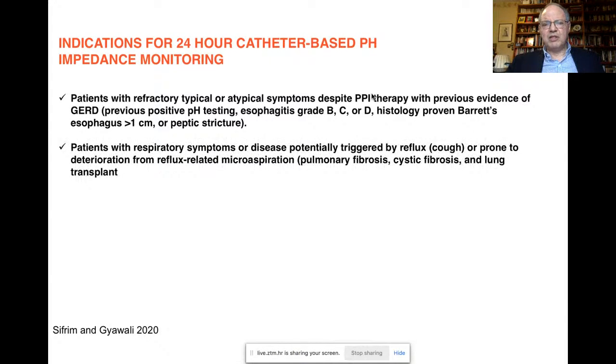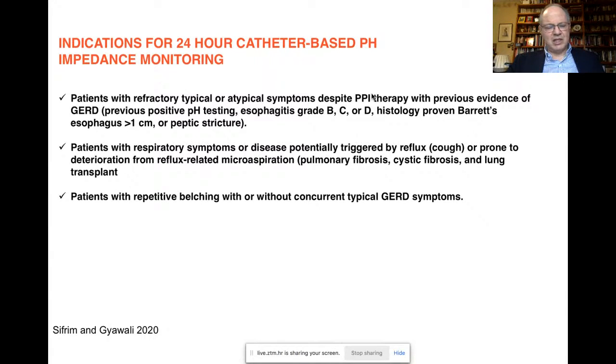Also in patients with respiratory symptoms or respiratory disease that is potentially triggered by reflux, for example cough, or in patients that are prone to deterioration from reflux-related microaspiration: pulmonary fibrosis, cystic fibrosis, and post-lung transplant. Why? Because in these patients, non-acid reflux has been demonstrated to also be responsible, and Bravo will not recognize that.